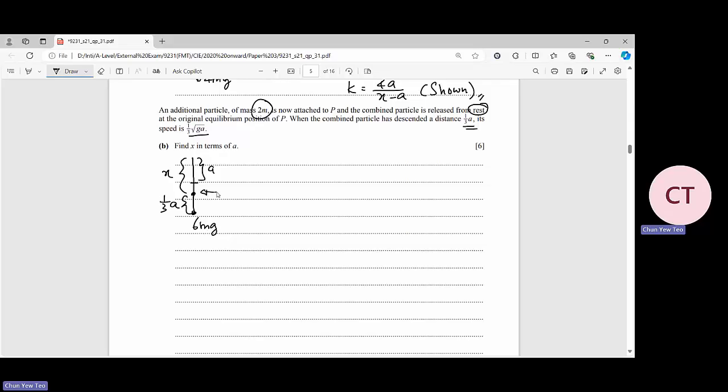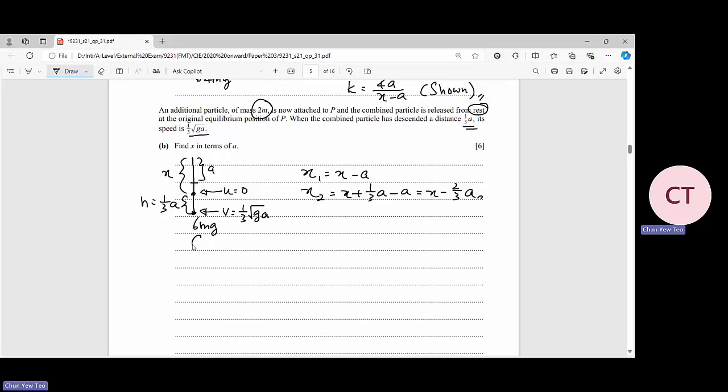Then the speed at the beginning is at rest. When you reach over here, your speed has become 1/3 square root of ga. So first of all, we need to find the extension. The extension at the very beginning is x minus a. The extension when you have descended 1/3 a will be x plus 1/3 a minus a, so you get x minus 2/3 a. So these are the things that we have. The height is 1/3 a.